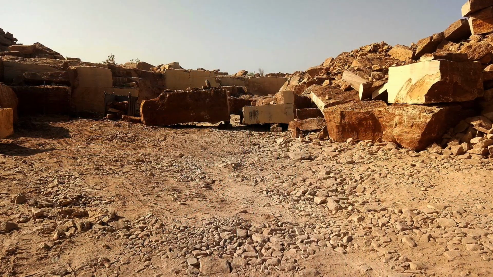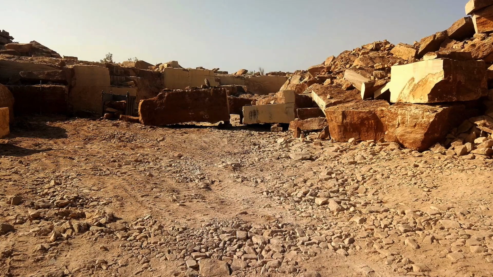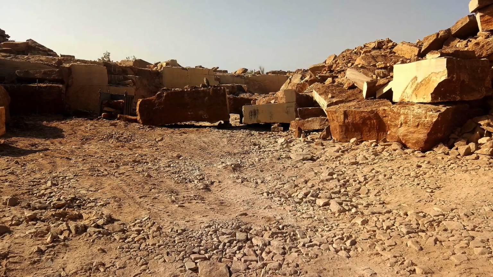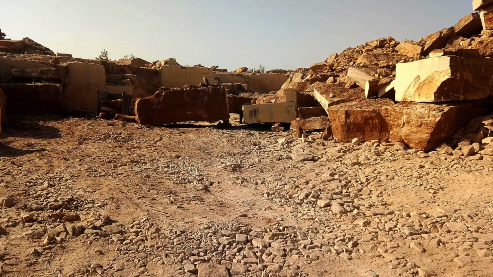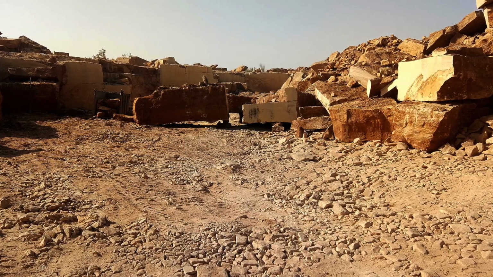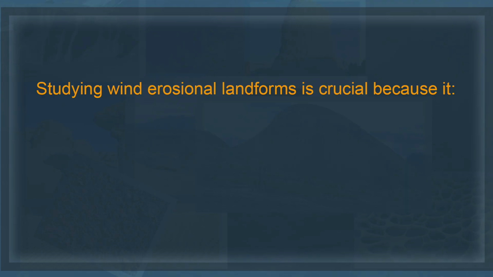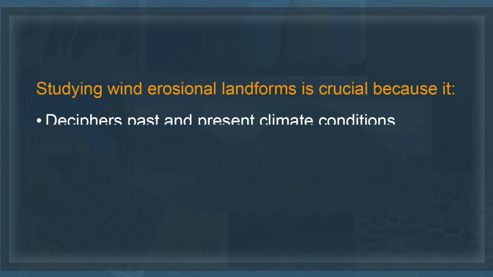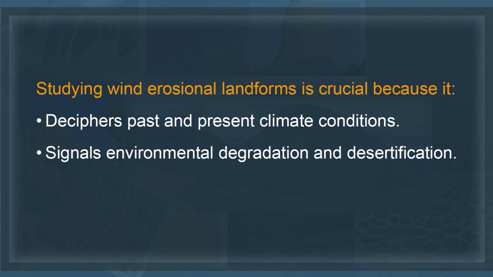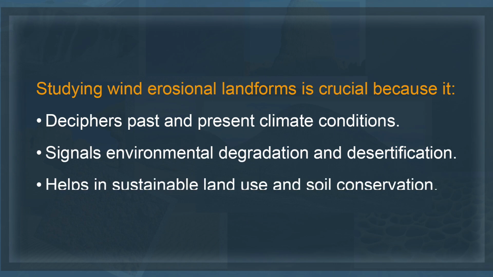Wind fluting can be seen in Jaisalmer sandstone formations in Rajasthan, Monument Valley in southwestern USA and the Atacama Desert in Chile. Studying wind erosional landforms is crucial because it deciphers past and present climate conditions, and signals environmental degradation and desertification. It helps in sustainable land use and soil conservation.